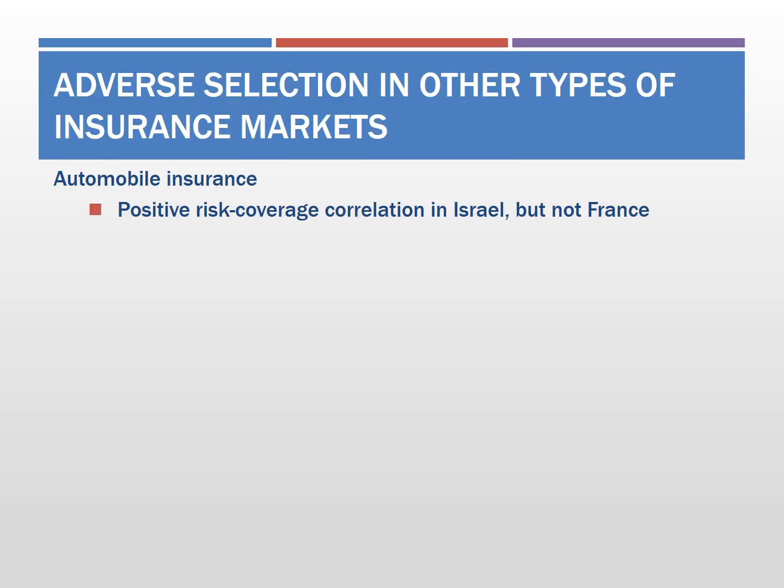So let's quickly go over some evidence about adverse selection in other types of insurance markets. In automobile insurance, many studies have been done. One specific example in the book illustrates the positive risk-coverage correlation in Israel. However, not every country observes the same results. The study by Chiappori and Salanié in the 2000s, about rookie French drivers with 1 to 3 years of driving experience, actually found no correlation between risk and coverage.